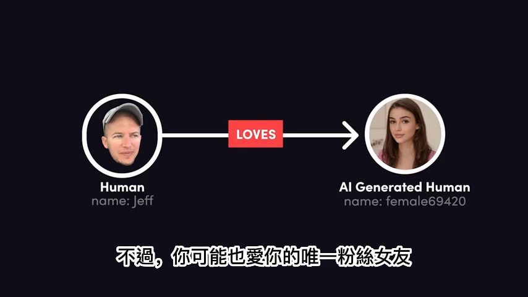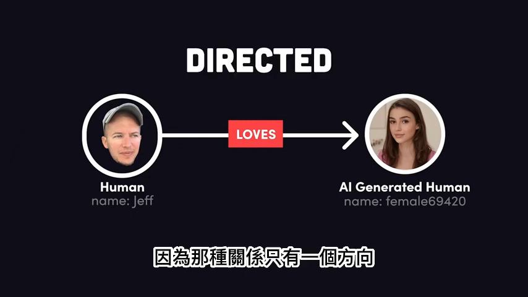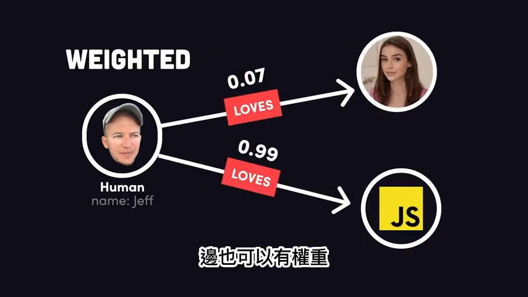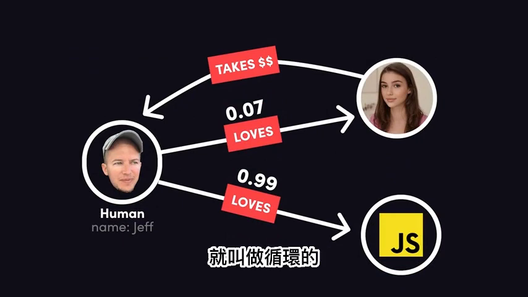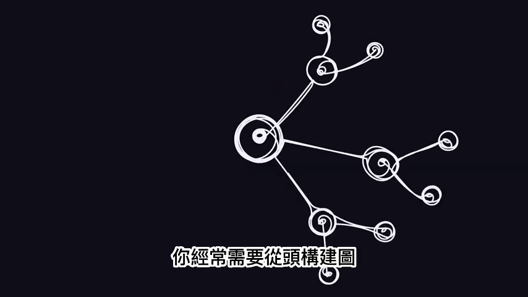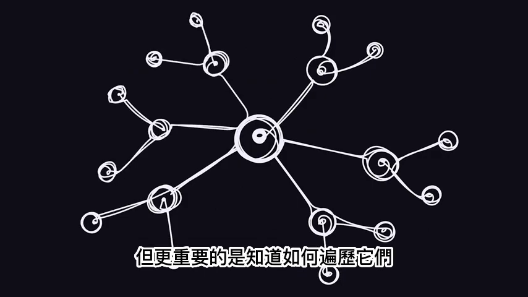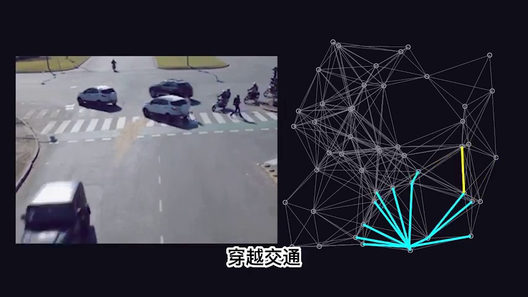However, you might also love your OnlyFans girlfriend, but this would be a directed graph because that relationship only goes one way. Edges can also be weighted, meaning one relationship is more important than the other. If a node can traverse back to itself, it's called cyclic, otherwise it's known as acyclic. As a programmer, you'll often need to build graphs from the ground up, but more importantly, know how to traverse them, like when using Dijkstra's algorithm to find the most efficient way to navigate through traffic.